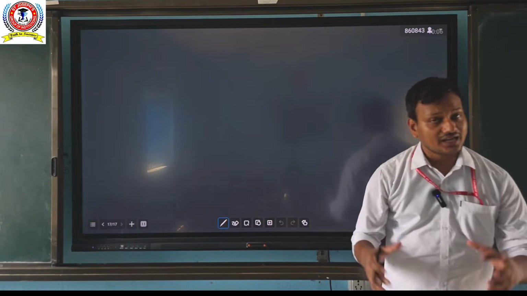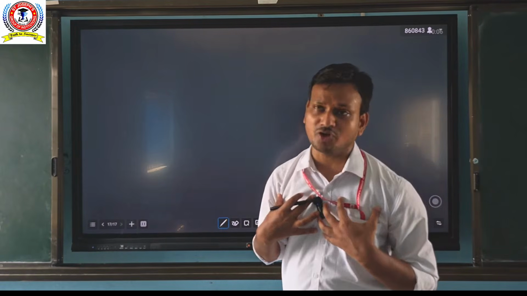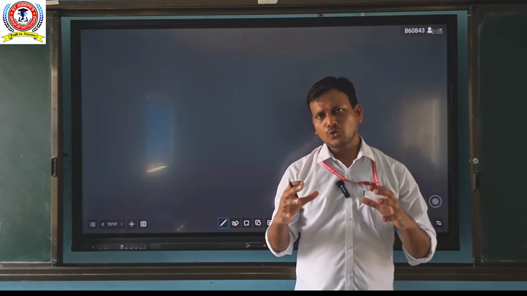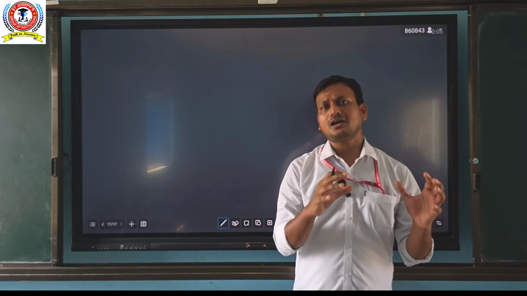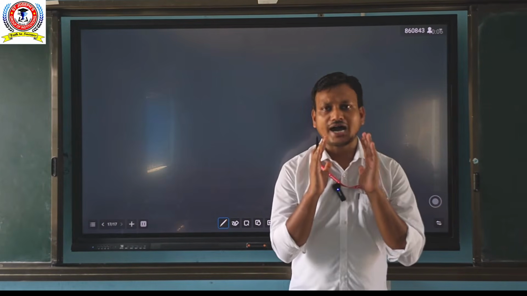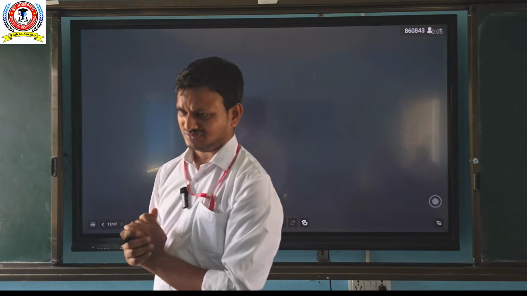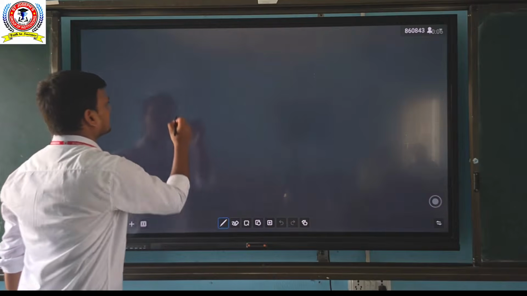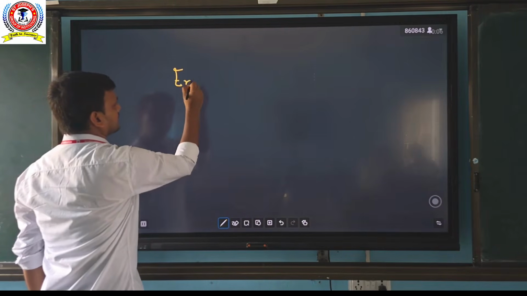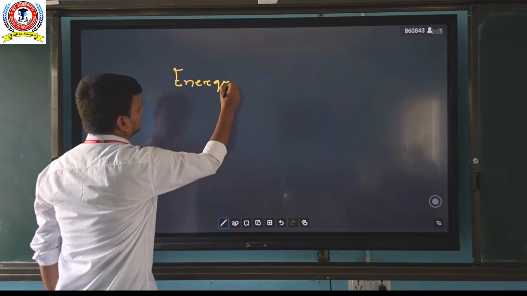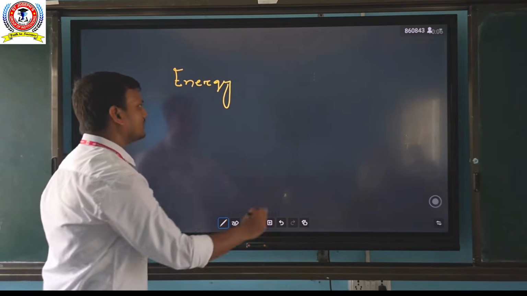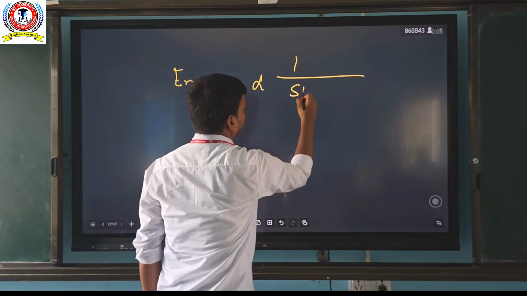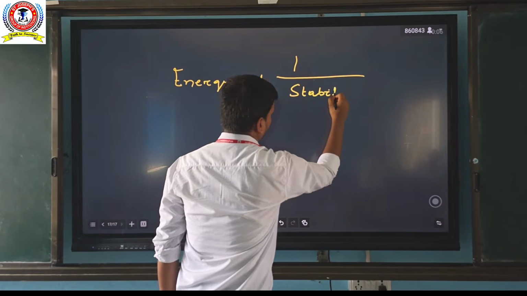Students, what I say? Everybody wants to stay in a stable form. That means in chemistry, we always compare who is less stable and who is more stable. Since everybody wants to stay stable, I give you a relation: the relationship between energy versus stability.